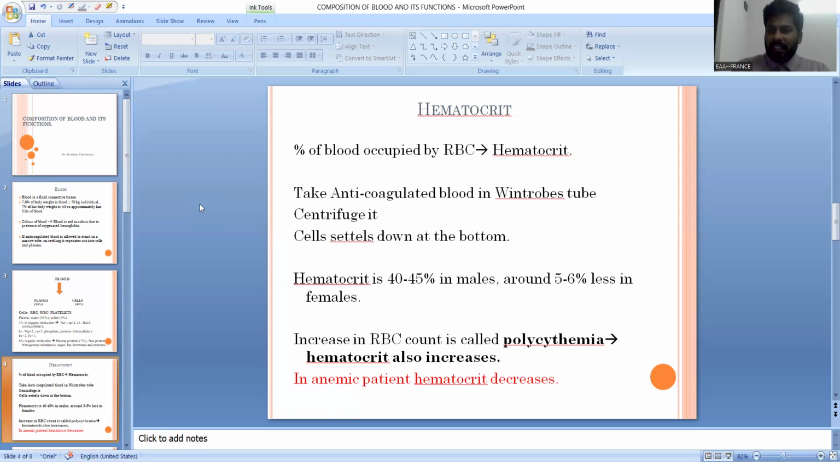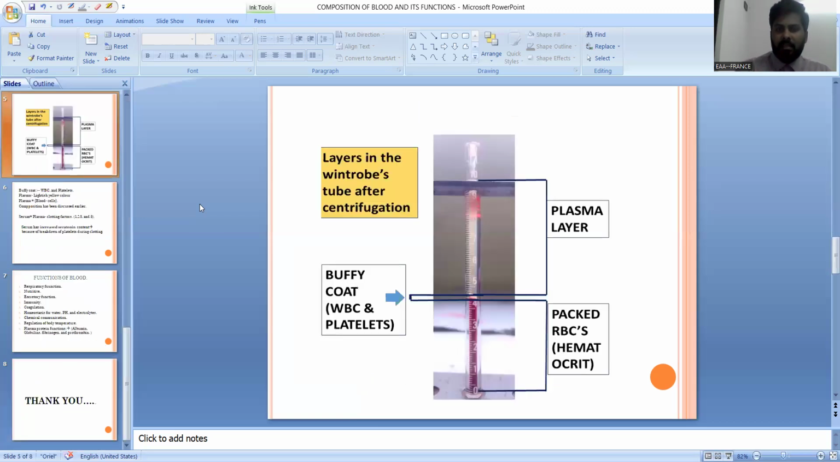If I have polycythemia, polycythemia is nothing but an increase in RBCs. In this condition, hematocrit also increases. Whereas in patients of anemia, anemia is nothing but a decrease in RBC, a decrease in hemoglobin. In those particular patients also, what will we be observing? We'll be seeing less hematocrit, right?